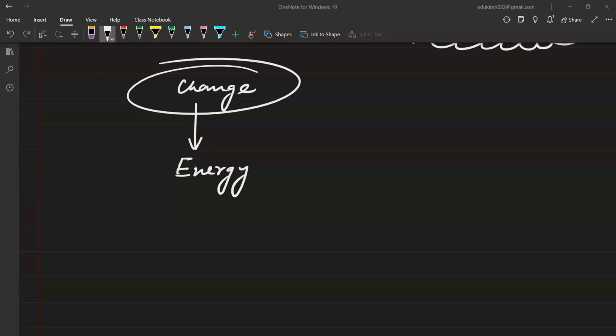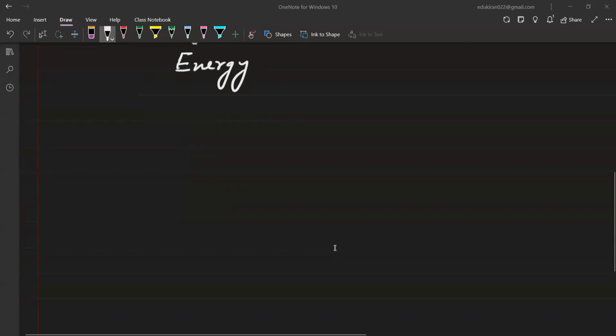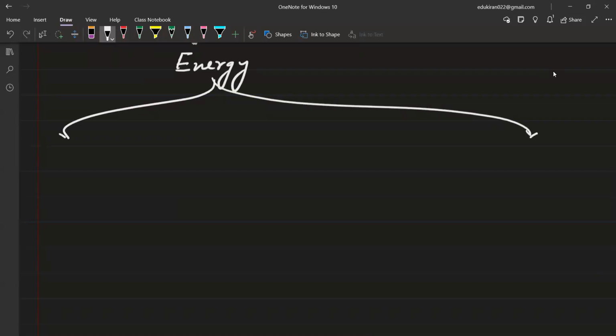And when we generally talk about energy, there are two things which can happen. There are two different types of accident which can happen with energy. First, we can transfer energy from one body to another. Transfer of energy can take place. Another thing is transformation of energy that can take place.